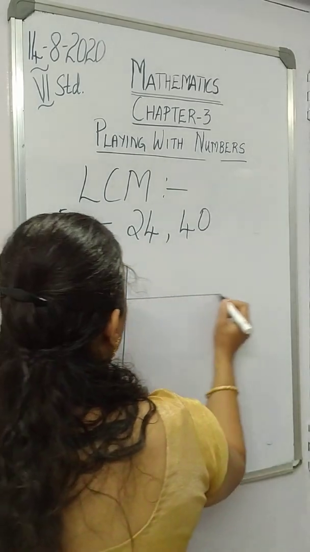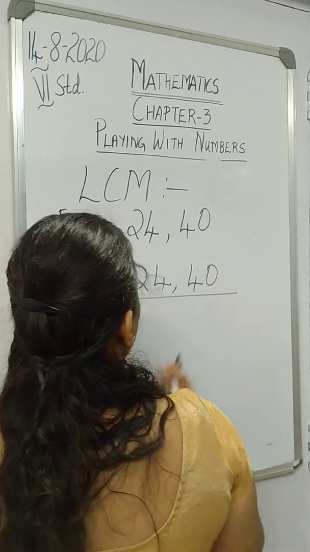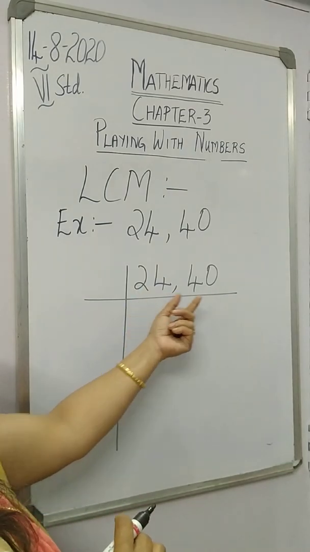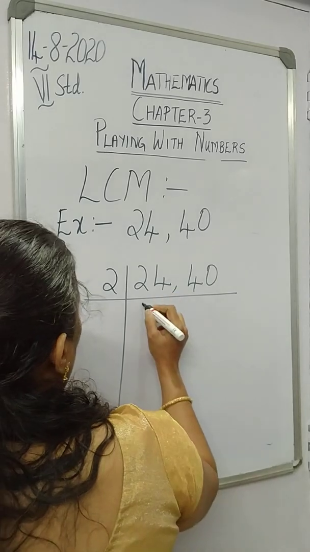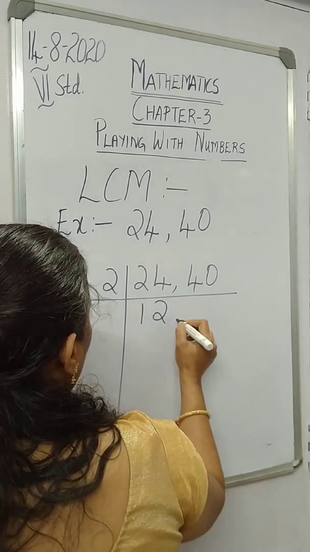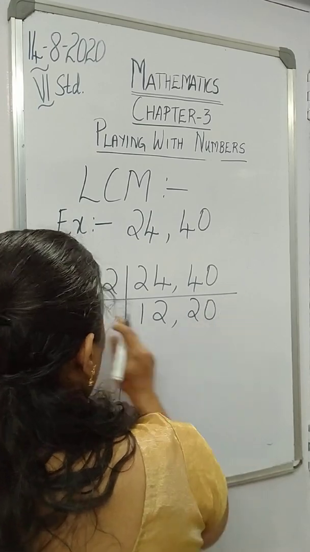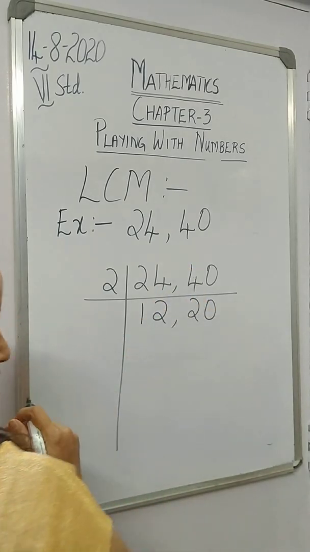Let us factorize. When you factorize, first you start with the smallest prime number, that is 2. Yes? Can we divide 24 and 40 by 2? Yes, we can. So, 2 1s are 2, 2 2s are 4. Now here, 2 4s are 8 and 0 as it is. That means 2 12s are 24, 2 20s are 40.